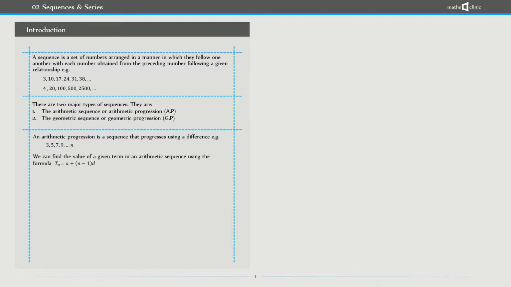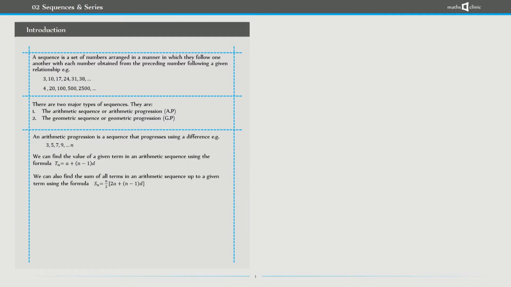Okay, now we can find the value of a given term in an arithmetic sequence using the formula Tn equals a plus (n minus 1)d, okay, where a is the first term of the sequence and d is the common difference of the sequence, i.e. the number that we're adding as the sequence progresses, and n is the nth term of the sequence. For example, if I ask you to find the 10th term of the sequence, n would be 10, okay.